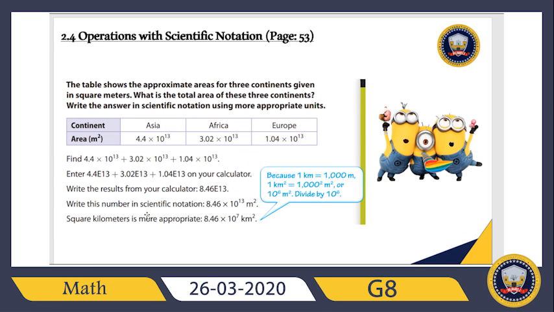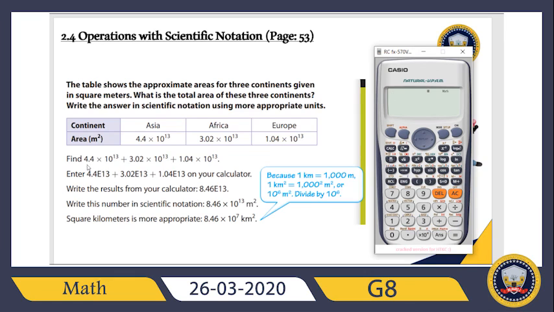The table shows approximate areas for 3 continents, and we wanted to know the total area of these continents in scientific notation. We are going to use our calculator to calculate this total area. How to find it? The total area is basically the addition of these 3 numbers. So we need to find the sum of these numbers. So using the calculator, I'm going to write these numbers.